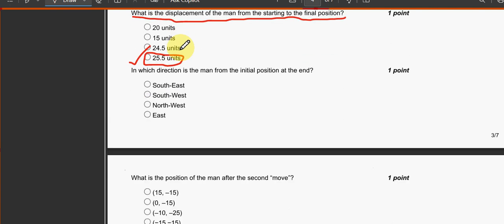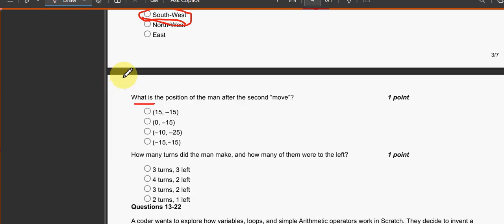Next, in which direction is the man from the initial position at the end? So for the 10th question, it is the second option, southwest, right? Next, what is the position of the man after the second move? So for the 11th one, it is the fourth option, minus 15 comma minus 15, right?